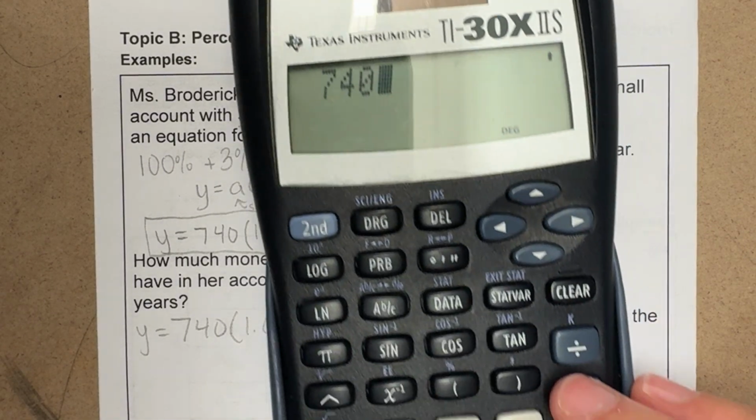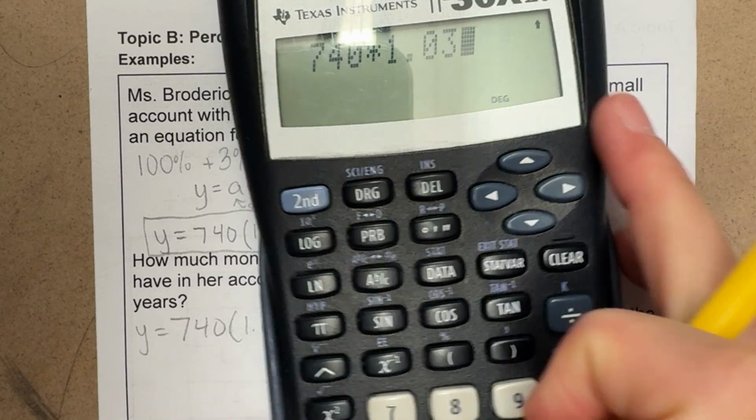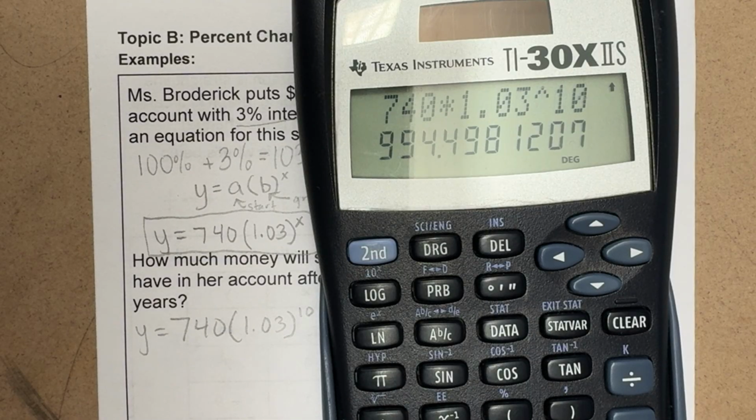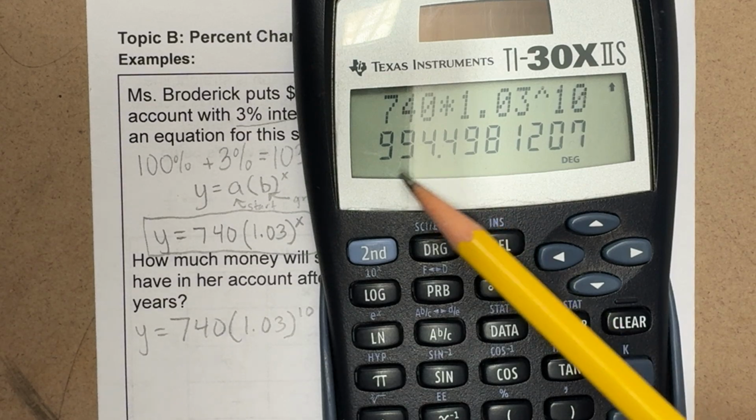So I'm going to put on my calculator, okay, 740 times. Now look, I'm just going to use the times sign. You could use the parentheses, it doesn't matter. Times 1.03, and I'm just entering it carefully, to the power of 10. Okay, look at your number, make sure it makes sense, right? If I get 3% interest on $740, yeah, this makes sense.